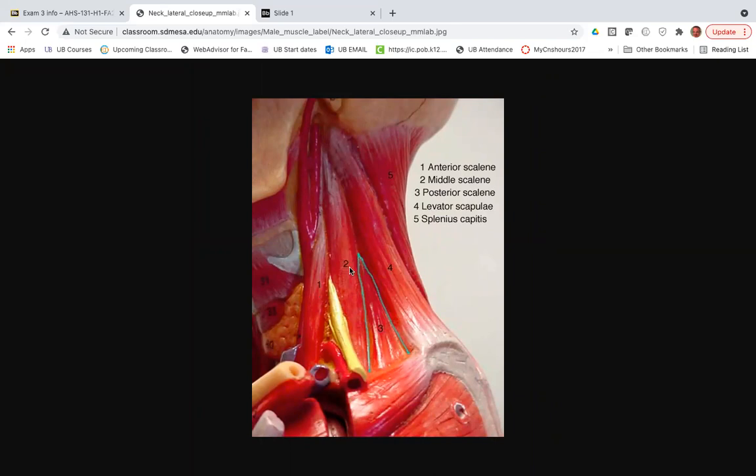Between the anterior and the middle scalene, you can see the yellow structure and the red. So this is what we call the neurovascular bundle. The neural component is the brachial plexus. That's the group of nerves that come out of the neck, and it goes all the way down into your fingertips. And then here's the subclavian artery and subclavian vein.